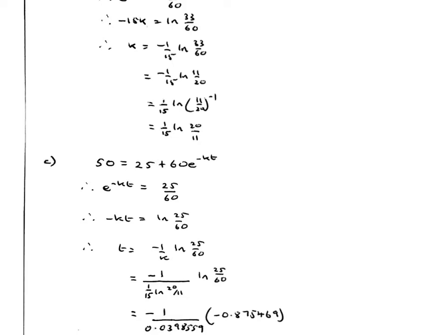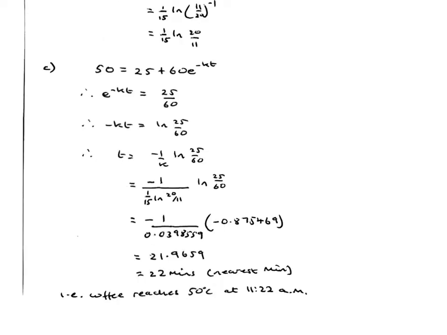In part c, we have to find the time when the temperature reaches 50, so let's put 50 into the expression. 50 take away 25 is 25, divide by 60, we get this. The inverse of e is ln, divide by k, so we have to evaluate this expression.